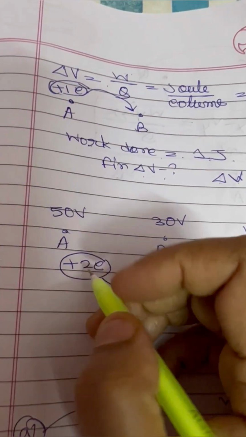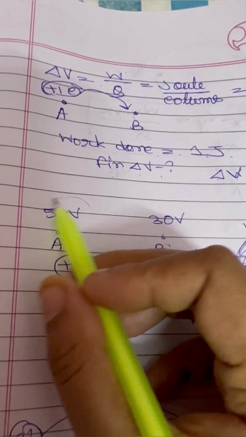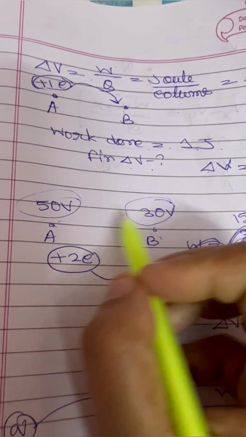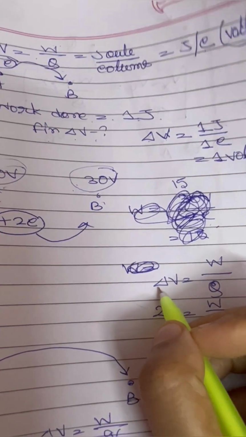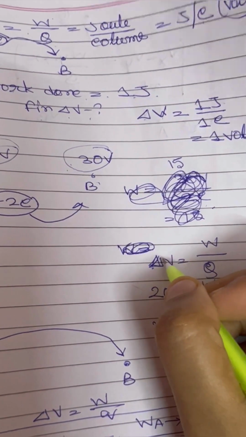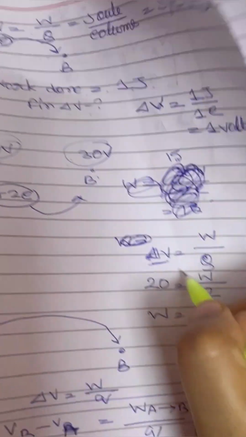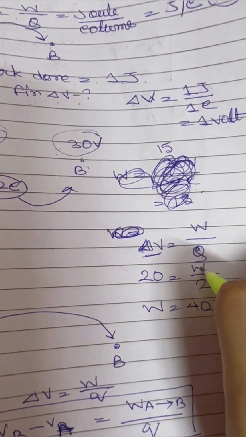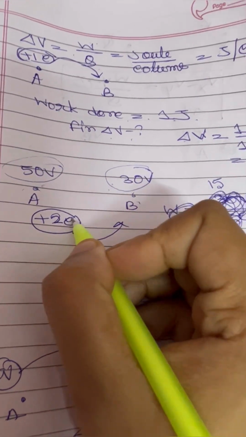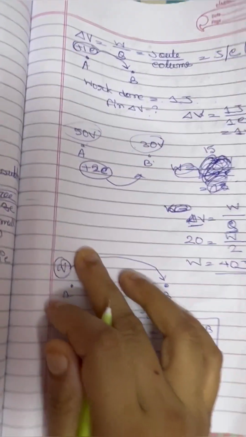If we are taking charge from position A at 50 volt to position B at 30 volt, the potential difference is 20. Potential difference delta V, delta meaning the change, is W by Q. Potential difference is 50 minus 30, 20. We have to find the work done, and the charge we bring is 2 coulomb. So work done is equal to 40 joule.